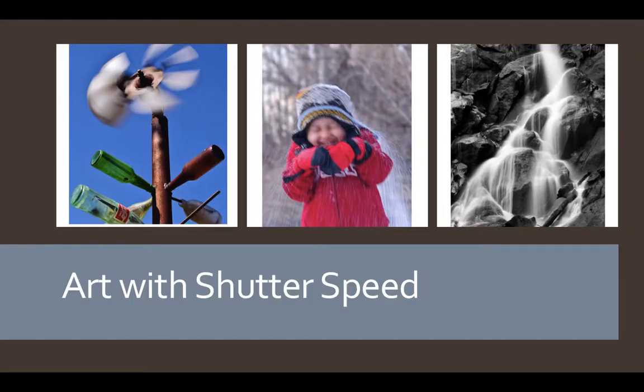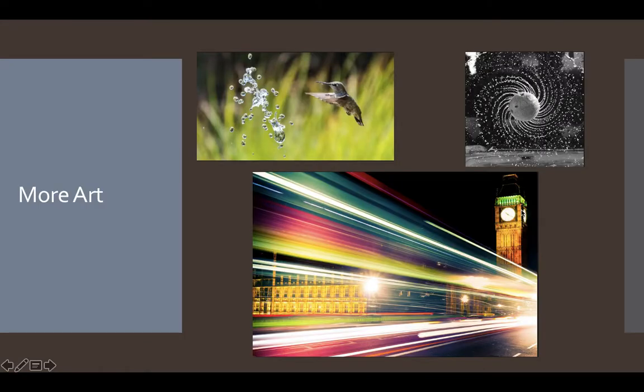So here's some different art that was used with manipulating the shutter speed. So this one has a kid with snow falling on top of him. Here we have the windmill, then we've got a waterfall, and then here are some other cool images here. So when you do want that blur, so getting a street with the cars moving, you get all the lights flashing through. This one obviously had to have a super fast shutter speed in order to capture a hummingbird perfectly still with the water droplets.